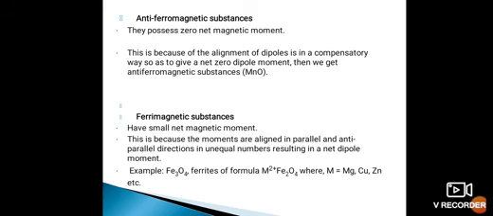They have a small net magnetic moment because if kept in a magnetic field, some magnetic moments will be aligned in the upward direction and some in the downward direction. That means an unequal arrangement of magnetic moments. Some will cancel and some will not. That is why moments are aligned in parallel and anti-parallel directions in unequal numbers, resulting in a net dipole moment. Examples: Fe3O4, ferrites of formula M2+Fe2O4, etc. These come under ferrimagnetic substances. So these are the different magnetic substances coming under this chapter.